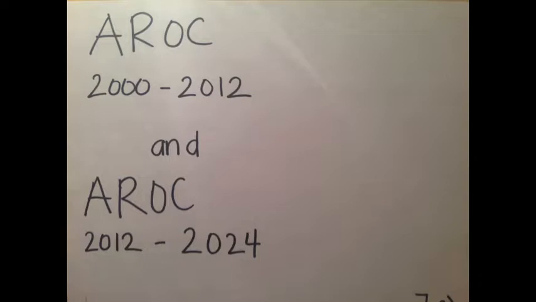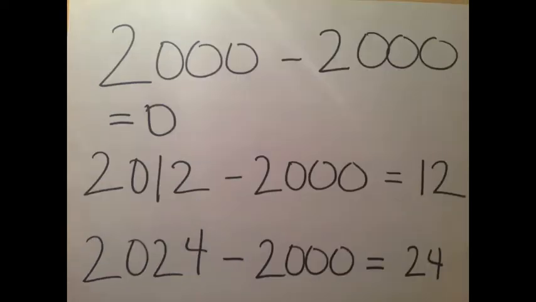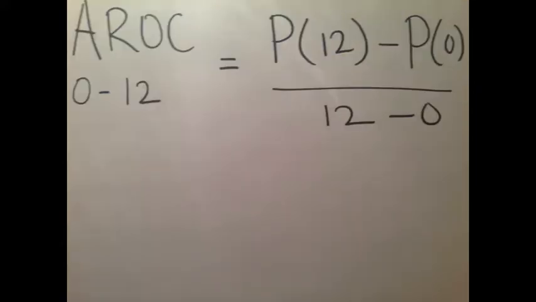Let's start by finding our t values, again just like from 7a, by subtracting 2000 from the year. 2000 minus 2000 equals 0, 2012 minus 2000 equals 12, and 2024 minus 2000 equals 24. Now that we have found our t values, we can plug them into our equations. Let's start with finding the AROC from 2000 to 2012. First, we shall plug in our t values of 0 and 12 into our AROC equation.